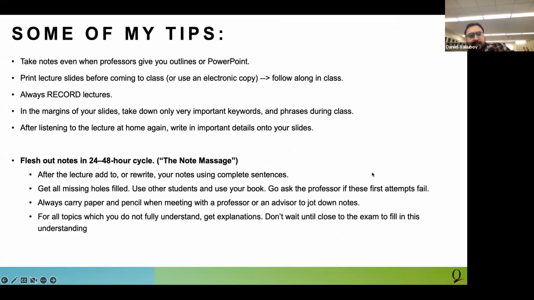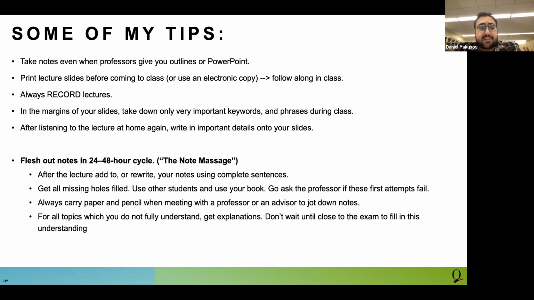So some of my tips for you regarding note-taking. You should take notes, even if professors give you outlines or provide PowerPoint slides. That's a given, right? Dr. Baker even said that sometimes he'll say examples in class that you are responsible for. So again, make sure that you are taking notes.